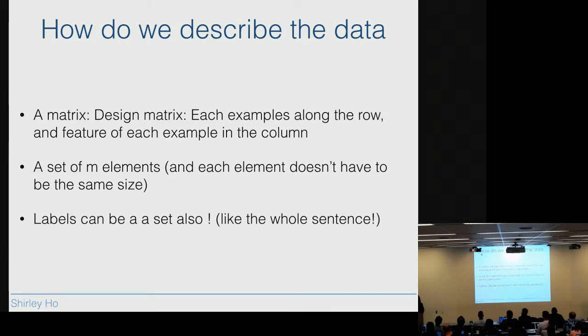So how to describe the data? Right now, people usually use something called a design matrix. Each example is along the row, with features of each example in the columns. There are M elements, but each element doesn't have to be all the same size. Labels can be a set too, like a whole sentence when you do language translation, or all the galaxy properties you can think of when you want to predict in Illustris, for example.